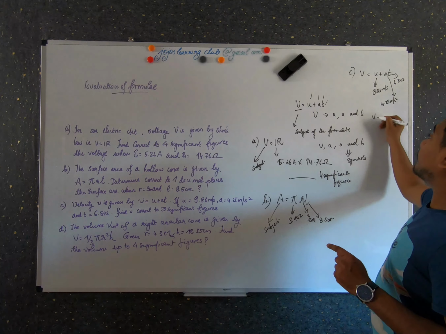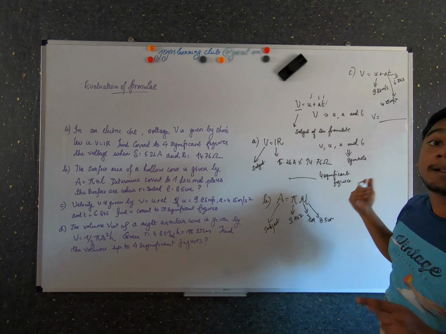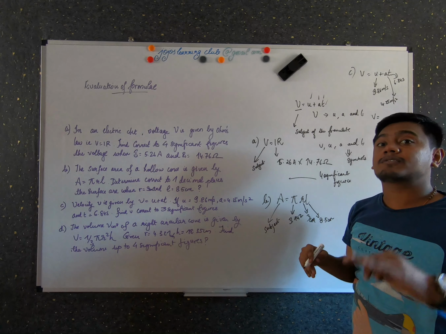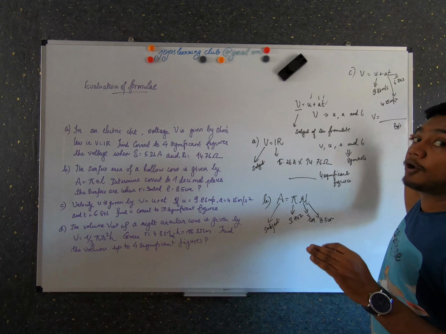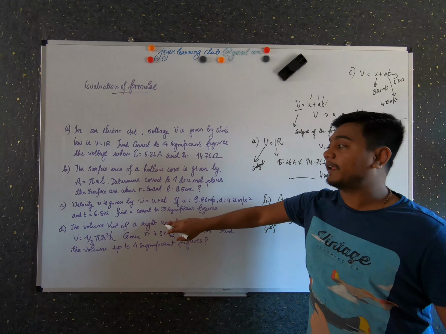So the answer when you find it may be a longer answer, but you should write it only in terms of 3 significant figures. That means in terms of only 3 numbers. Only 3 numbers should be there in this particular answer. So that's all for problem number C.